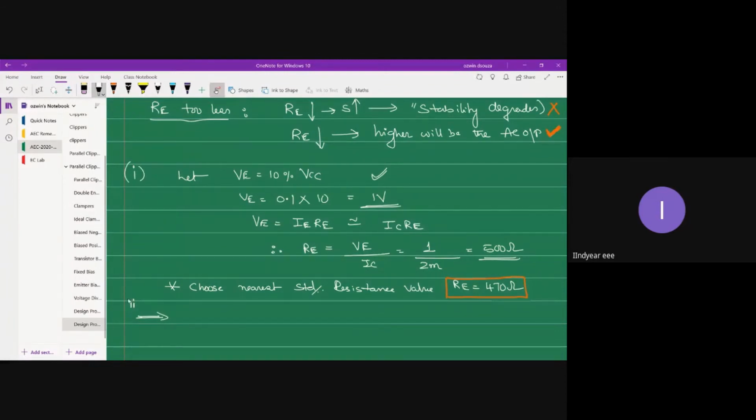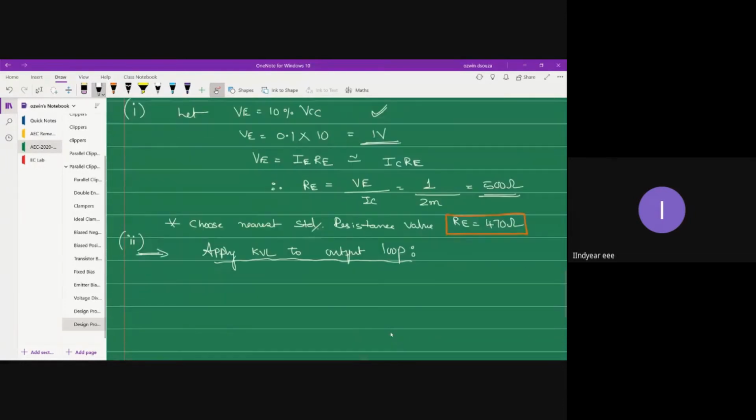Now let me take up the second part of your design. Again, let me consider the output loop. So what I will do, apply KVL to the output loop. This particular step 2 has already been discussed in the previous problem, right? Apply KVL to the output loop. So what do we get? VCC minus ICRC minus VCE minus IE into RE is equal to 0.